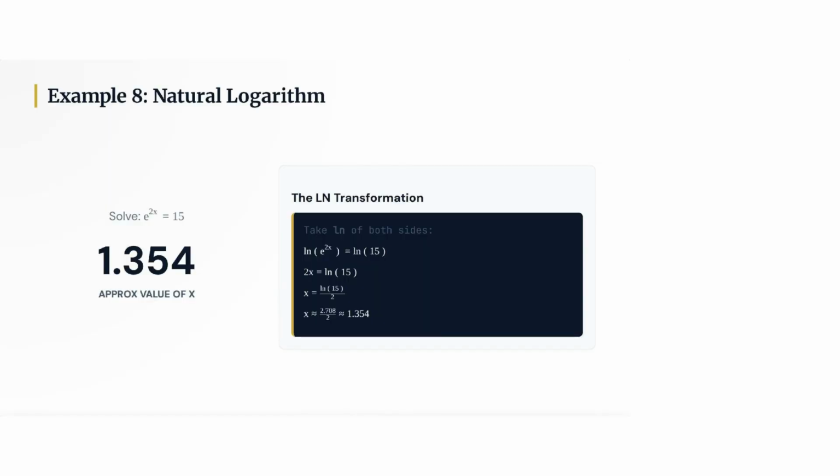The natural logarithm, or ln, is frequently used. In this example, we take the natural log of both sides to solve an exponential equation, resulting in a decimal approximation for x.